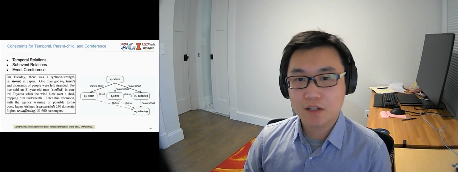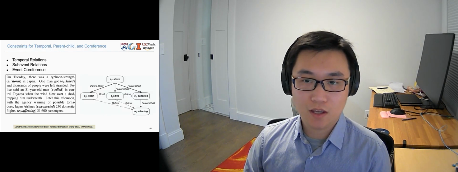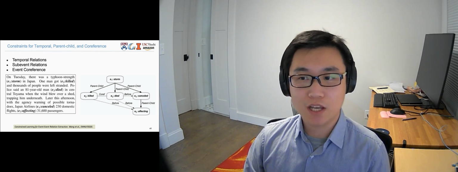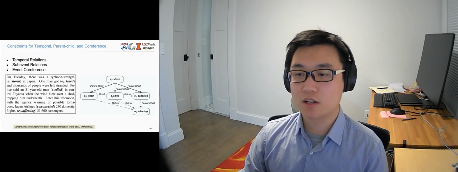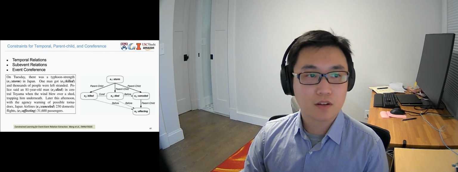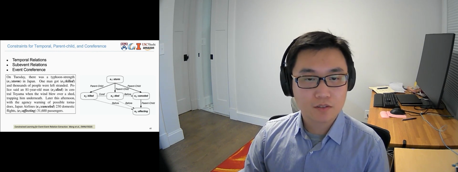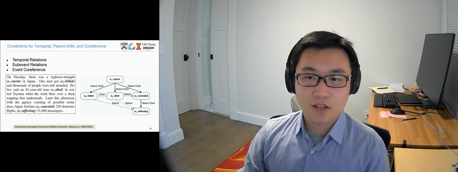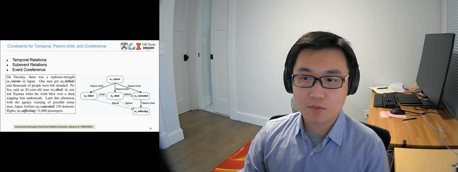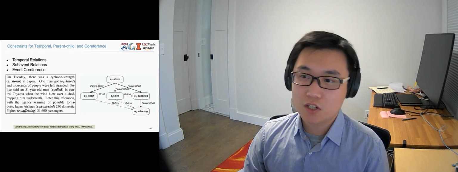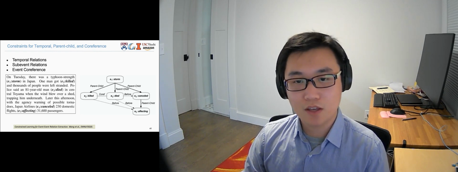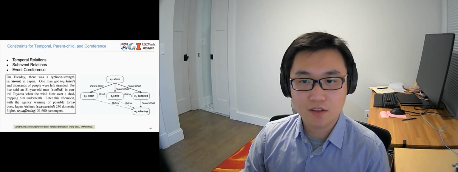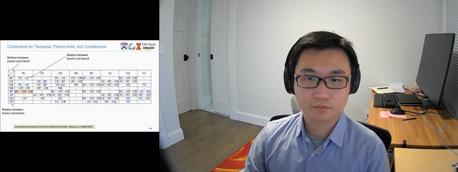To drive this idea home, a recent work at EMNLP 2020 takes 3 types of event-event relationships in one framework, namely temporal, parent-child, and coreference. Recall that the same events, which are captured by event coreference, share the same relationship to other events. And a parent event temporally contains the child event.